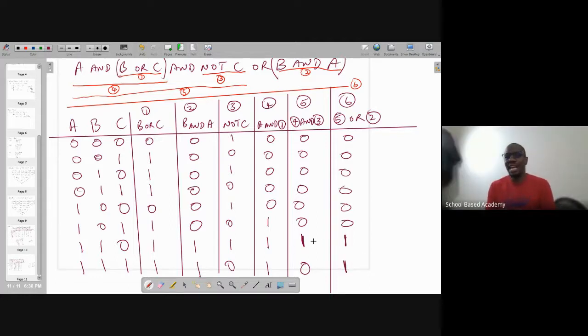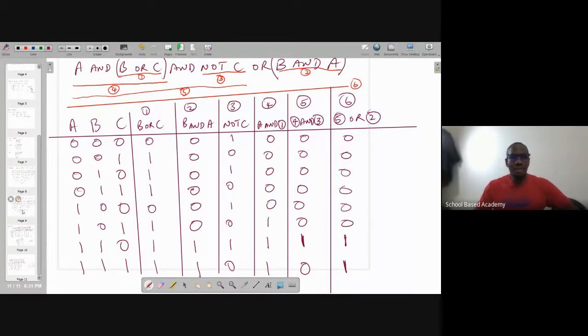What does this tell me? This tells me that when A is 1 and B is 1 and C is 0, I get a positive result. It also tells me that when A is 1 and B is 1 and C is 1, then I get a positive result. It tells me in all other instances, I get 0.